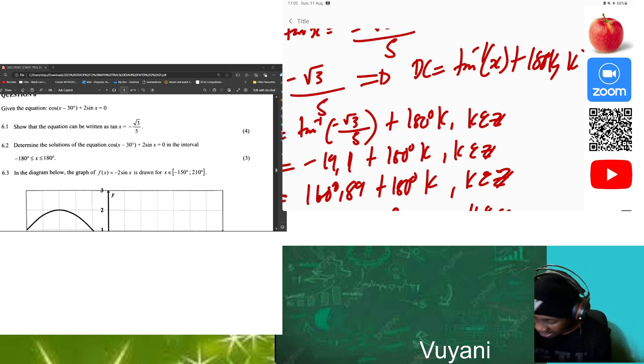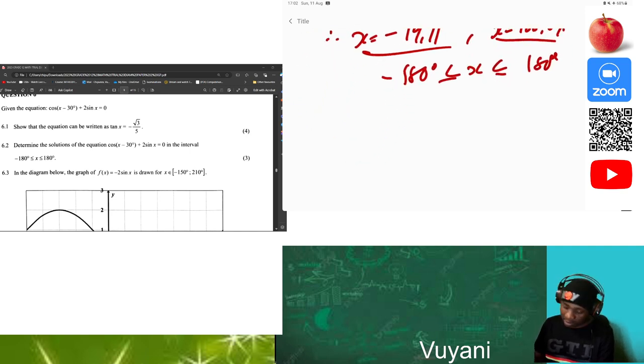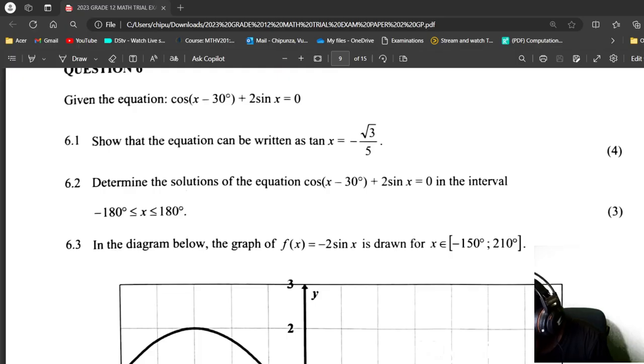All right. So these answers which we got, we can see that they are also in the interval of negative 180 degrees less than x less or equal to 180 degrees. Now let's look at 6.3. On 6.3, let's maximize the screen.